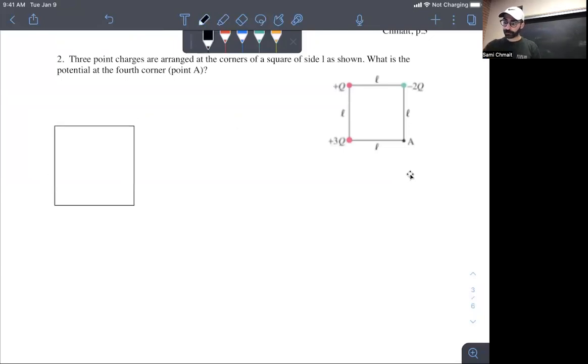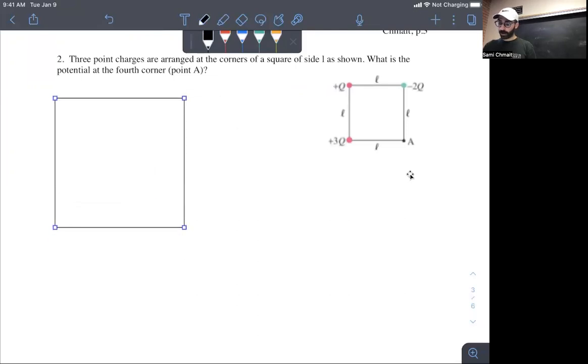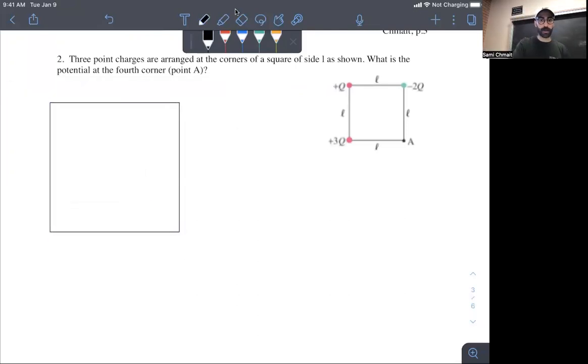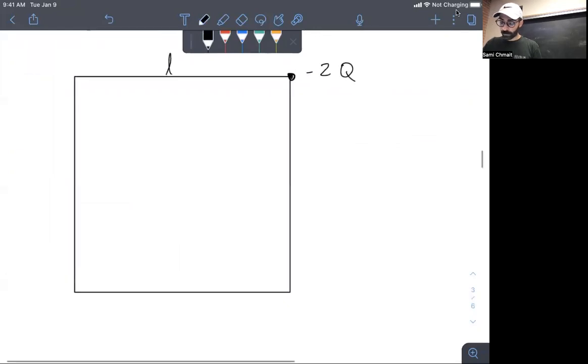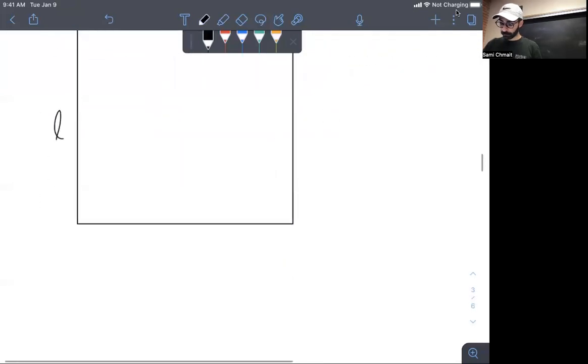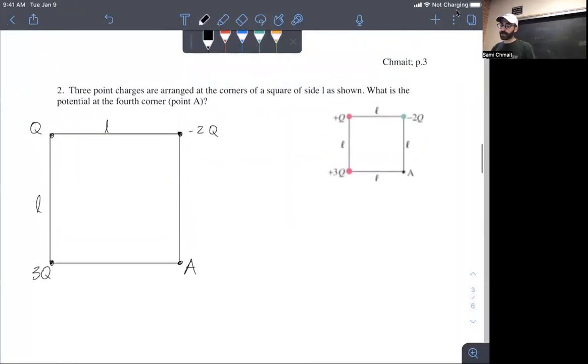So here we have 3 point charges arranged at the corners of a square of sides L, shown. What is the potential at that point A? So I'm going to pause the recording when I draw. Just kidding. All right, so we have this one here. This is point A.